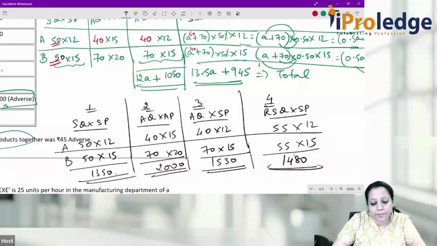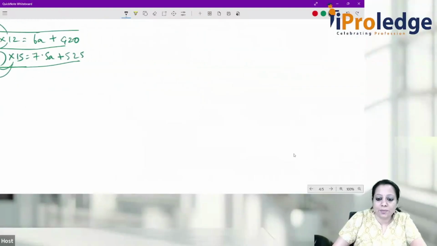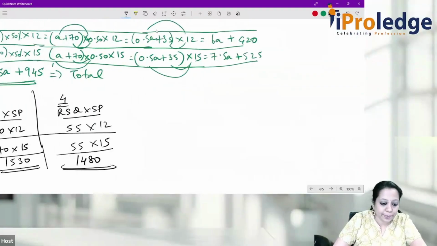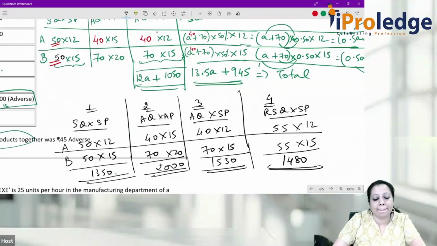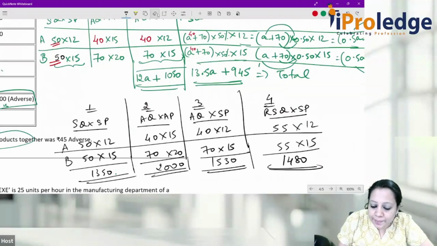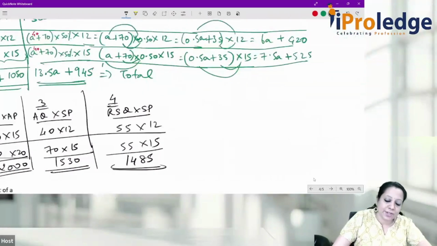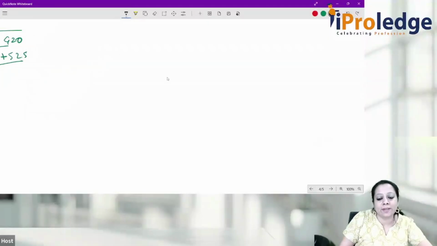So shall we proceed, students? Yes. So it is going to be, yes, 1485. Okay. Now we will proceed to the next step. That is all the variances we should compute. Already mix is given, so please don't compute it again.